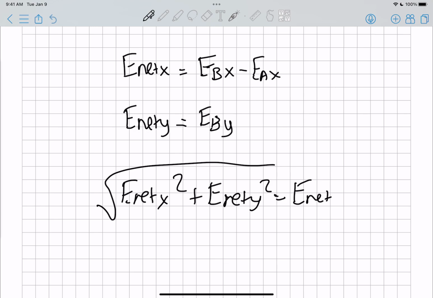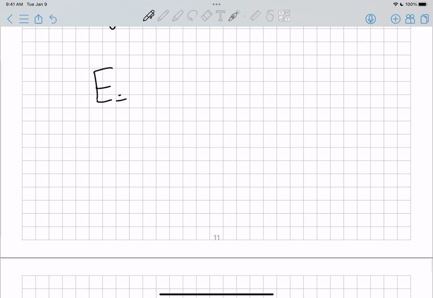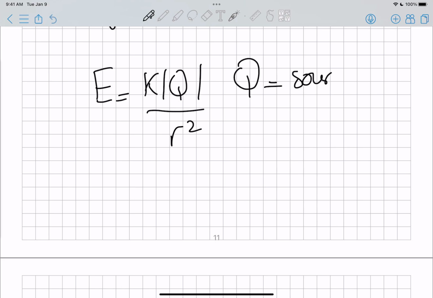Another important thing to realize is that when you're calculating the electric field of a point charge, you're using this equation, kQ over r squared, right? Capital Q is a source charge. So this would be every single charge not including C. Little q is that imaginary test charge that we're talking about.